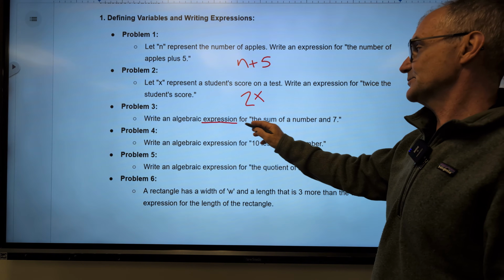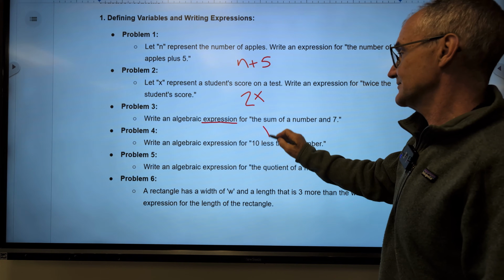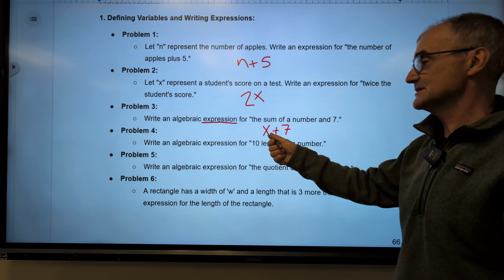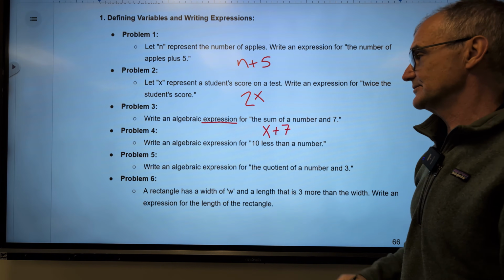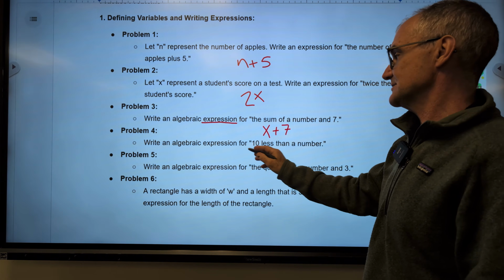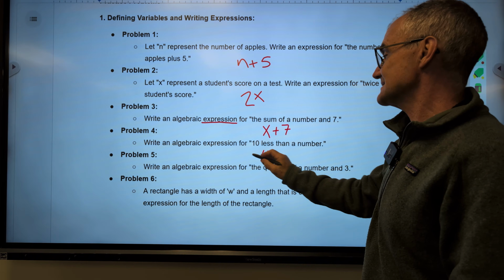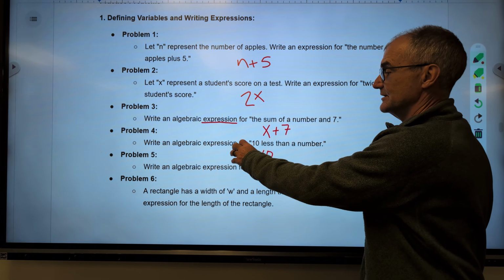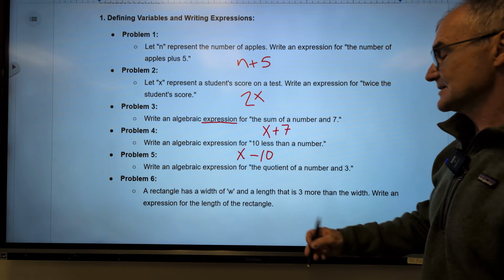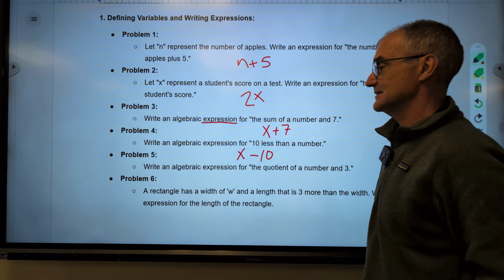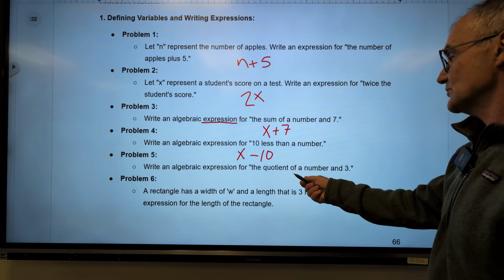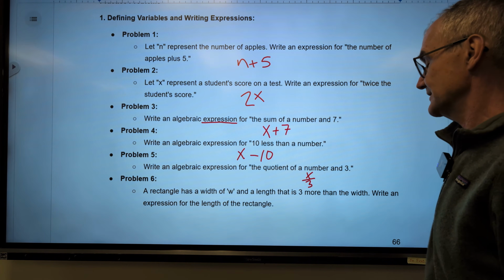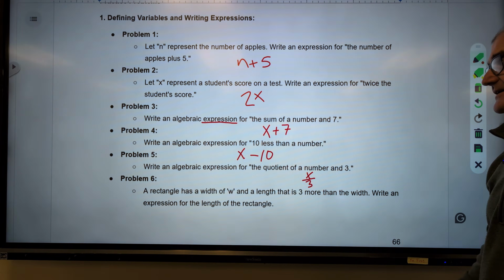Write an algebraic expression for the sum of a number and 7. I don't know what that number is, so I call it x, my variable. Write an algebraic expression for 10 less than a number. Whatever that number is, say 100. 100 minus 10 is 90. So this expression would represent 90. The quotient of a number and 3. Quotient means to divide.